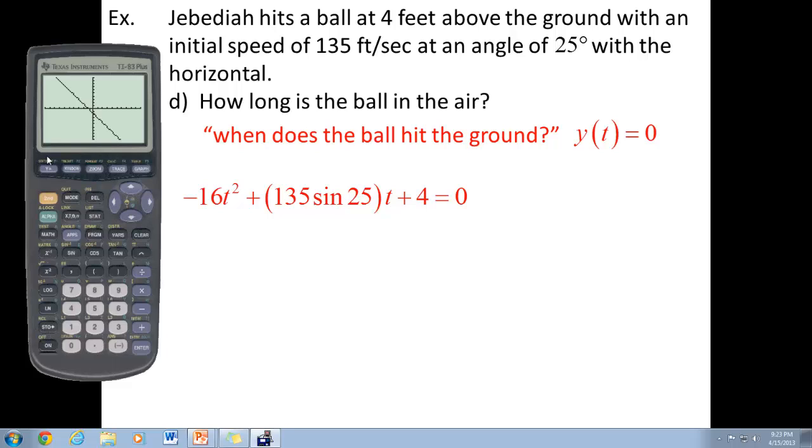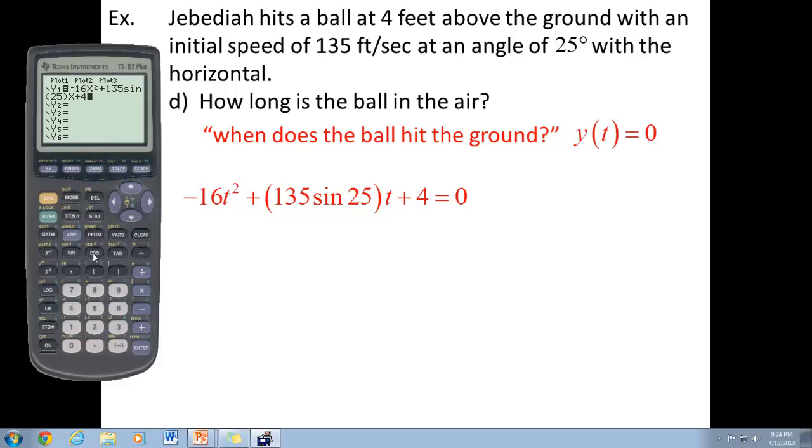Now, right now my calculator is still in parametric mode. I don't need both x and y, I only need one equation at a time, so I'm going to go ahead and put it back in function mode before I graph this. I'll go ahead and graph negative 16 t squared plus 135 sine of 25 times t, and before I type, actually let's go ahead and type in plus 4.